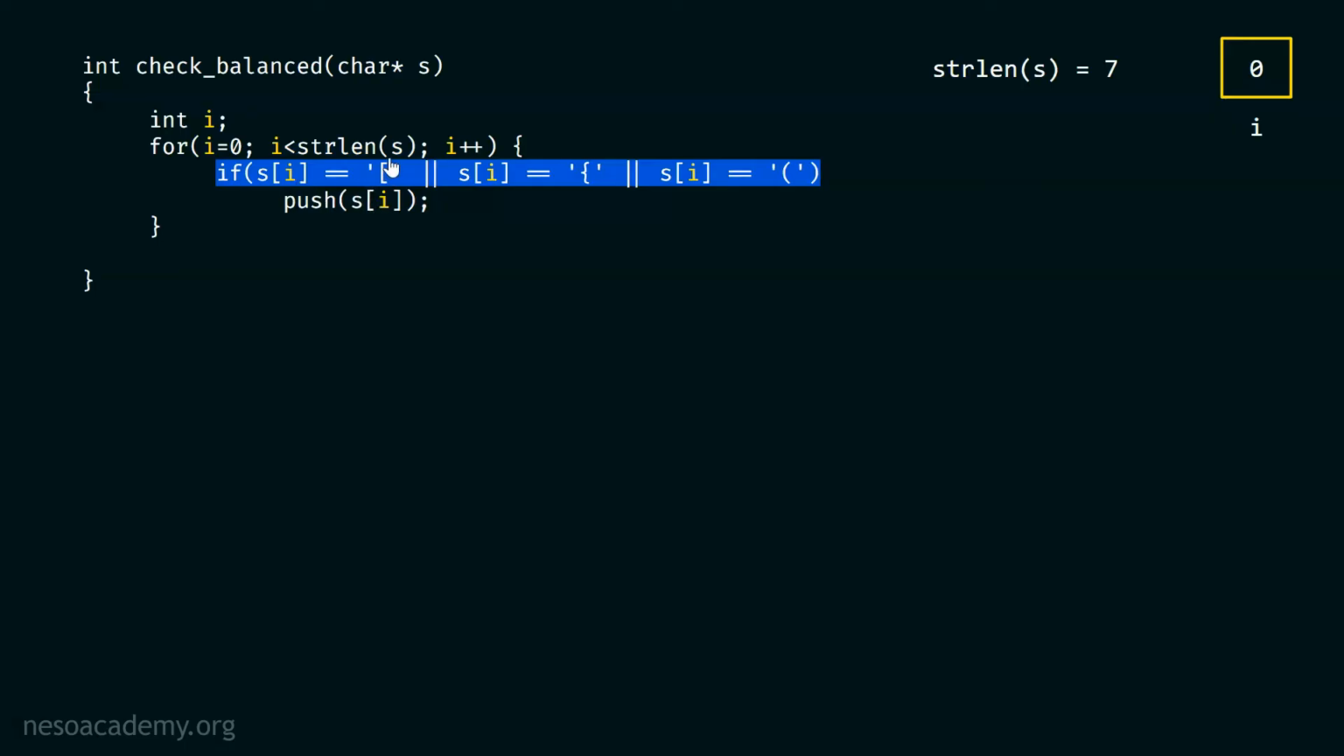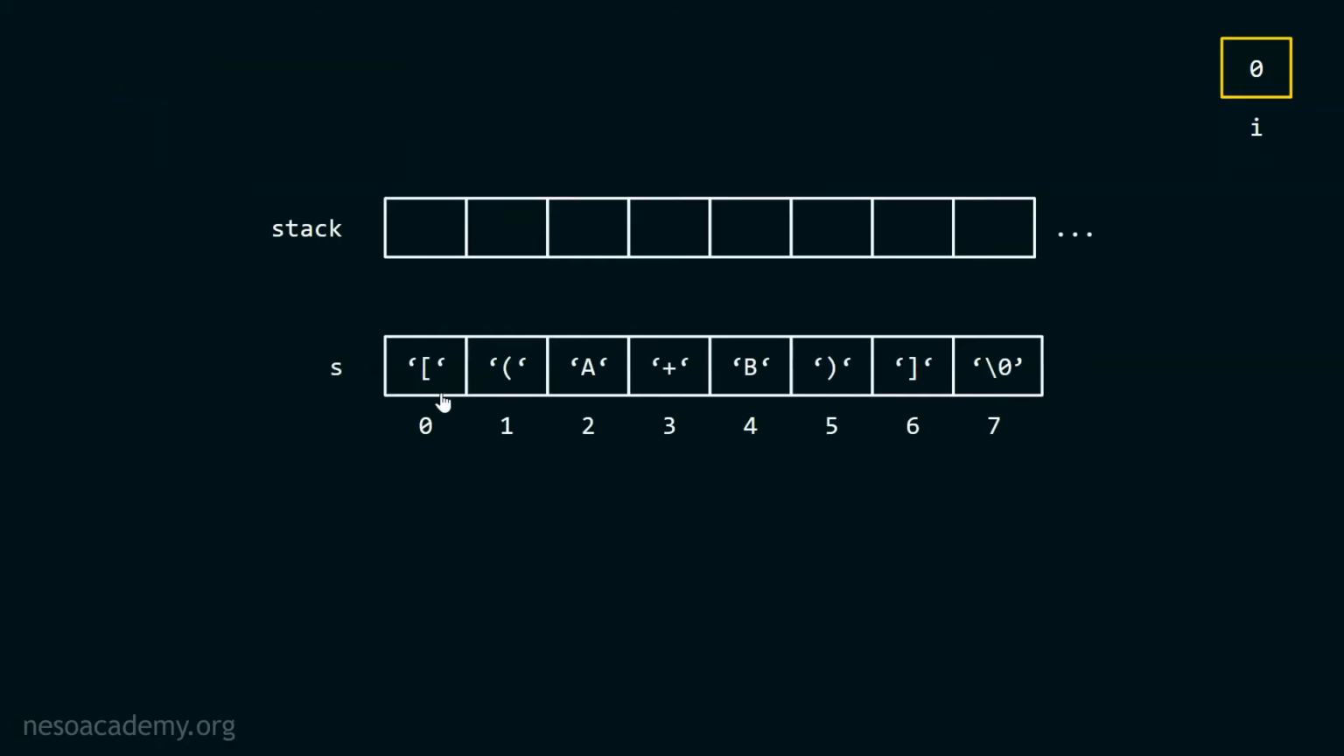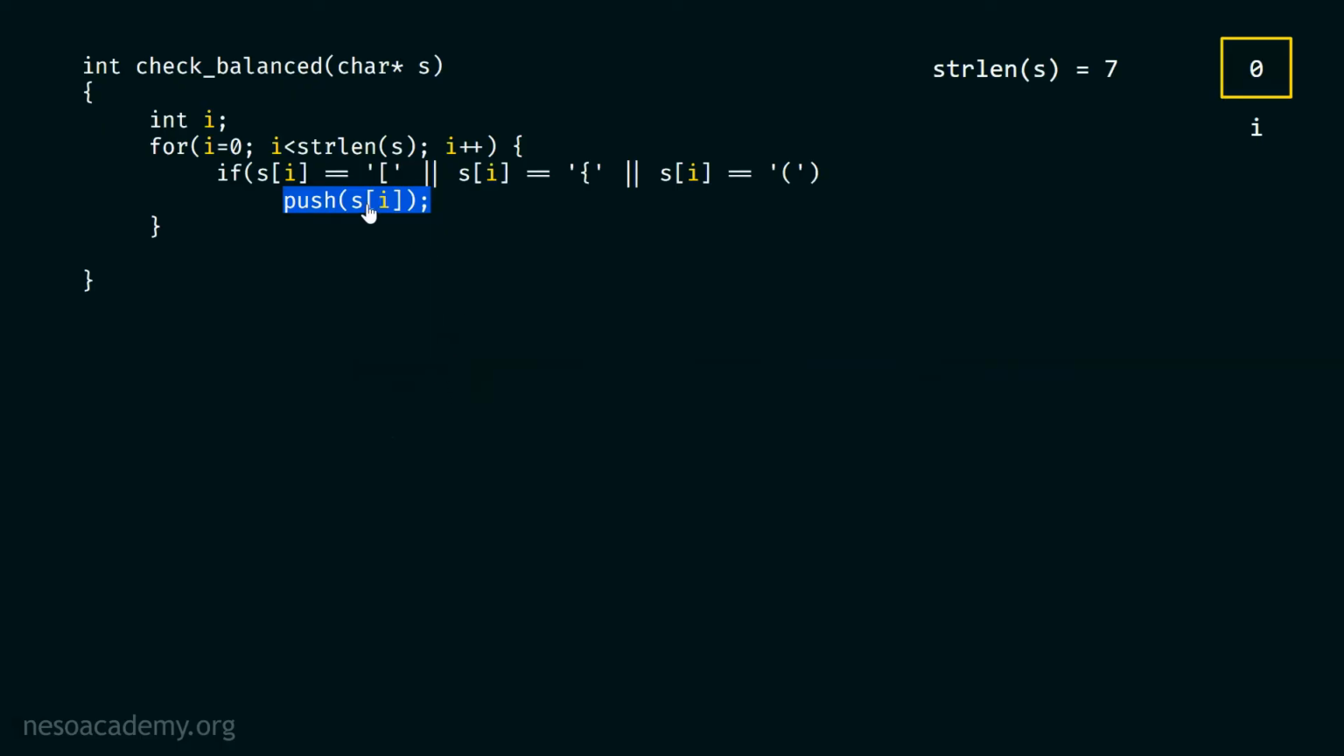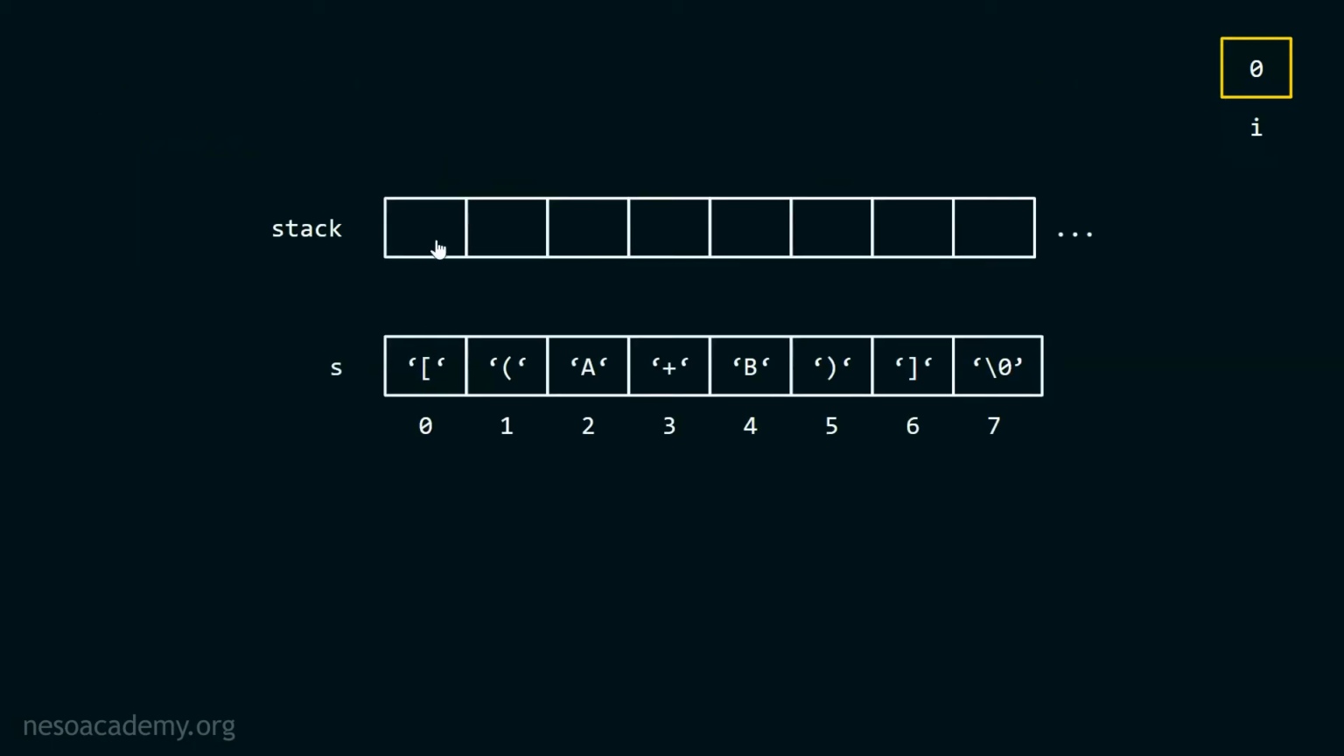Is SI equal to left square bracket or left curly bracket or left round bracket? We already know this that SI is actually equal to left square bracket. This is the first thing we have encountered, right? We know this already that SI, which is S0, is actually left square bracket. Therefore, we must push this symbol, this left square bracket, inside stack. As simple as that. This means that this memory location will hold left square bracket. Correct? You can see this right now. This memory location is holding left square bracket.